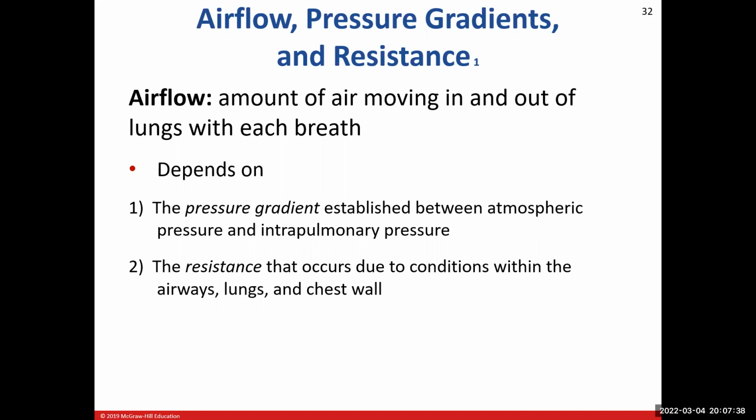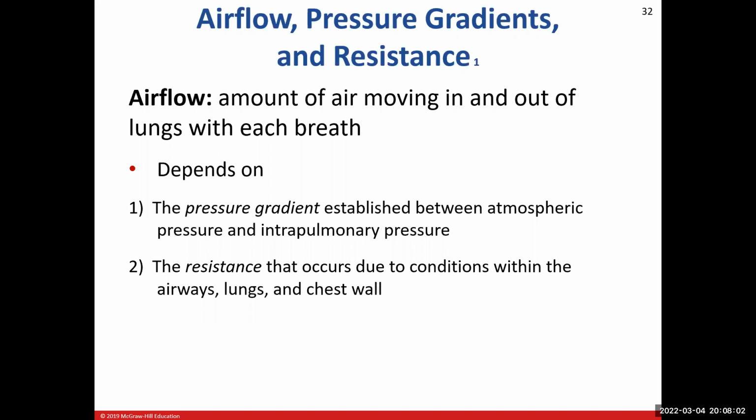So let's pick up where we left off. We were learning about the nervous control over our respiration, and now we're going to talk about a couple concepts here: airflow, pressure gradients, and resistance. When we're discussing airflow, we're discussing the air that is going to be moving in and out of your lungs each time you take a breath.